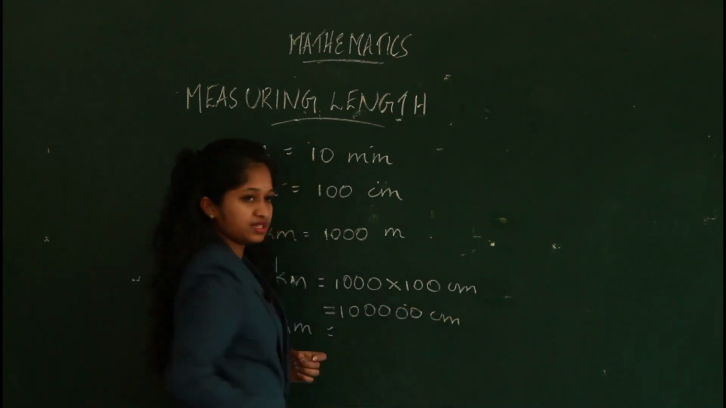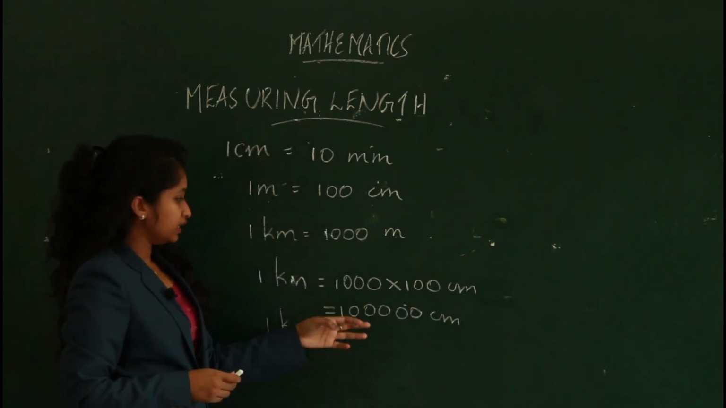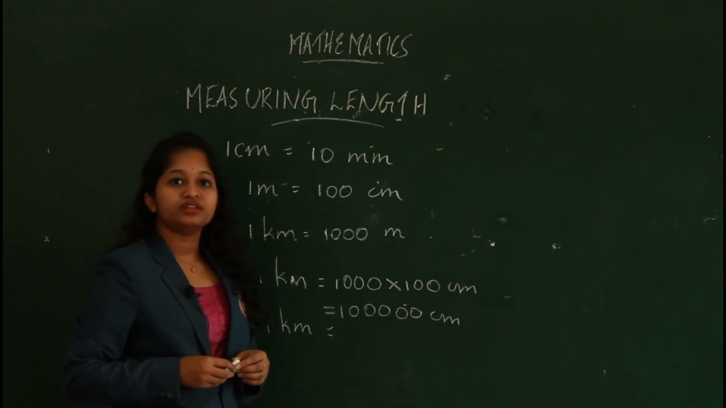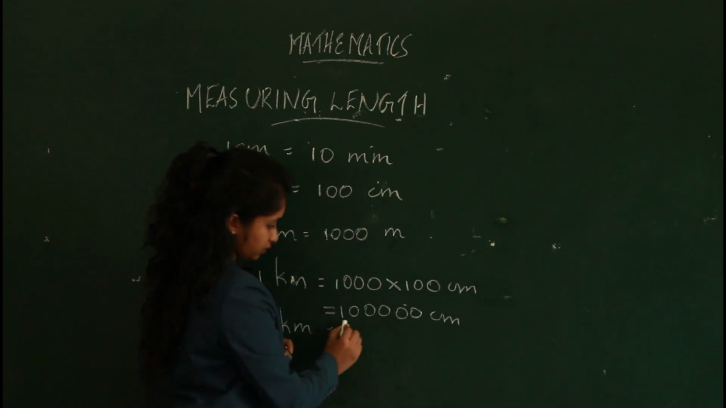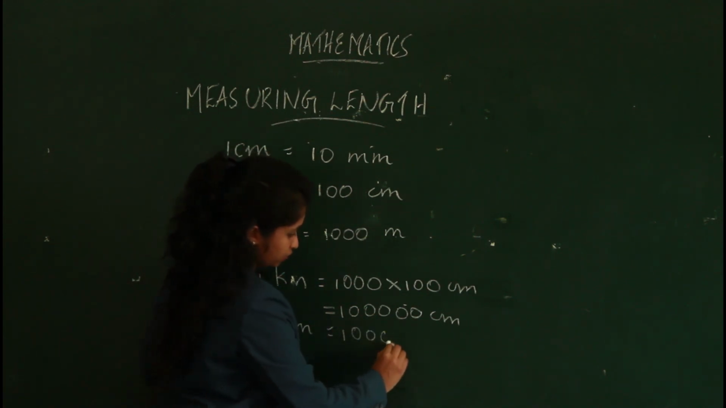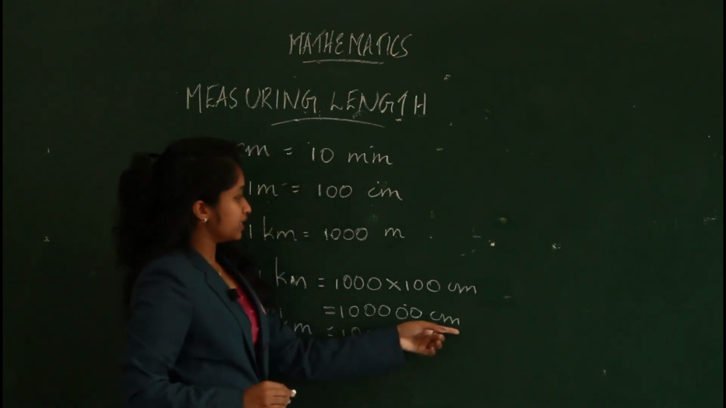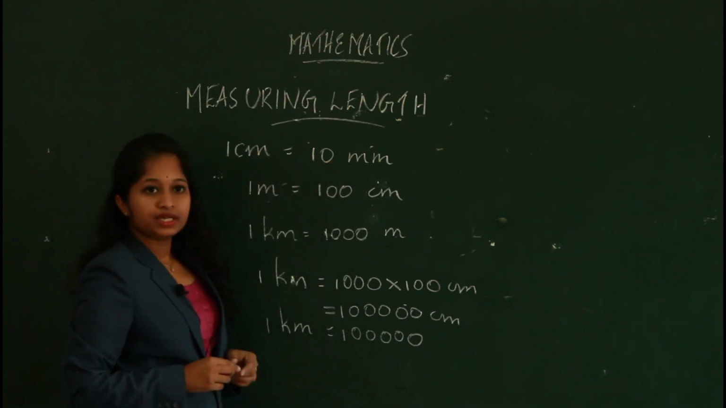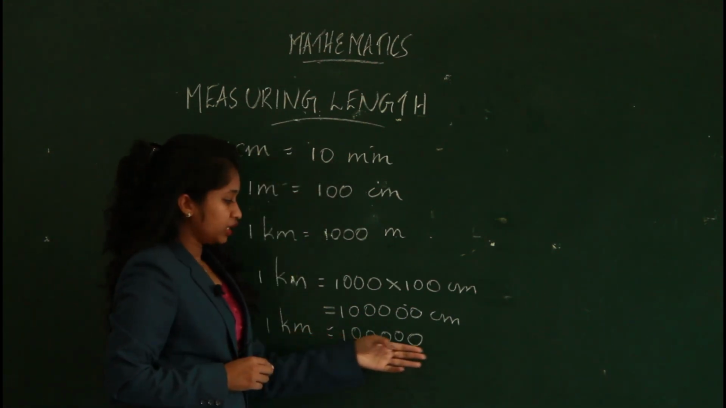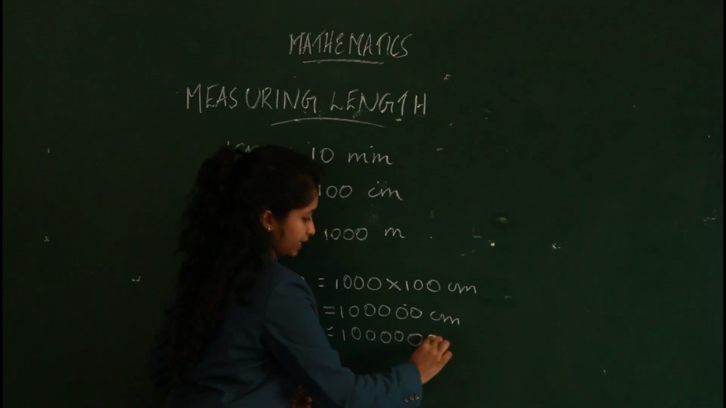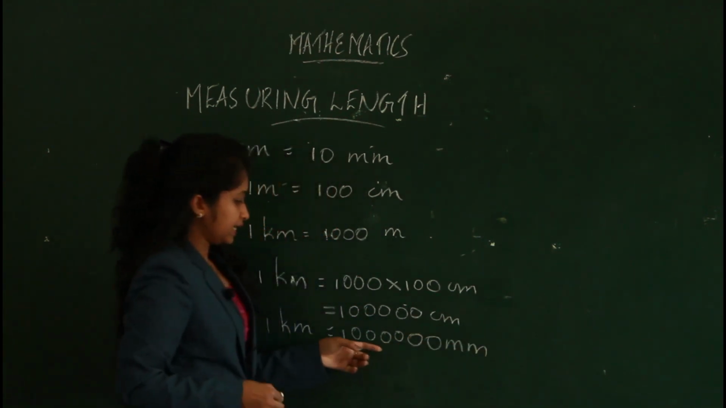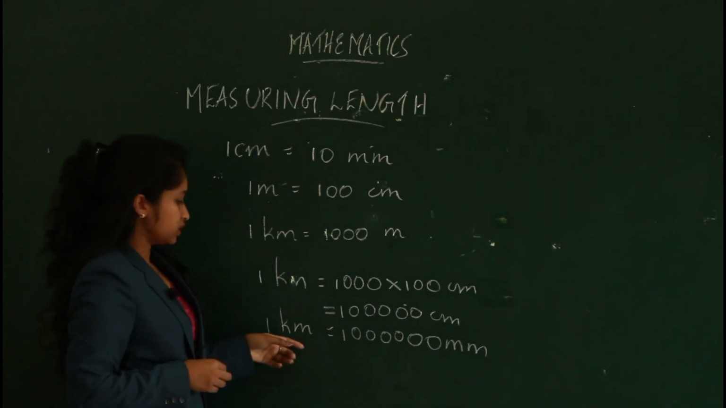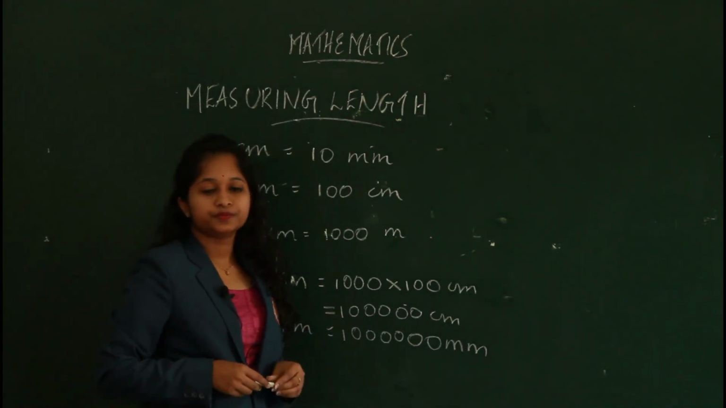1 lakh centimeter. Similarly, the same one we can write in terms of millimeter. Here write the same 1 lakh down. And what is 1 centimeter? It is 10 millimeter. This value into 10, we have to just add a 0 here. This much millimeter. It is 10 lakh millimeter is 1 kilometer.